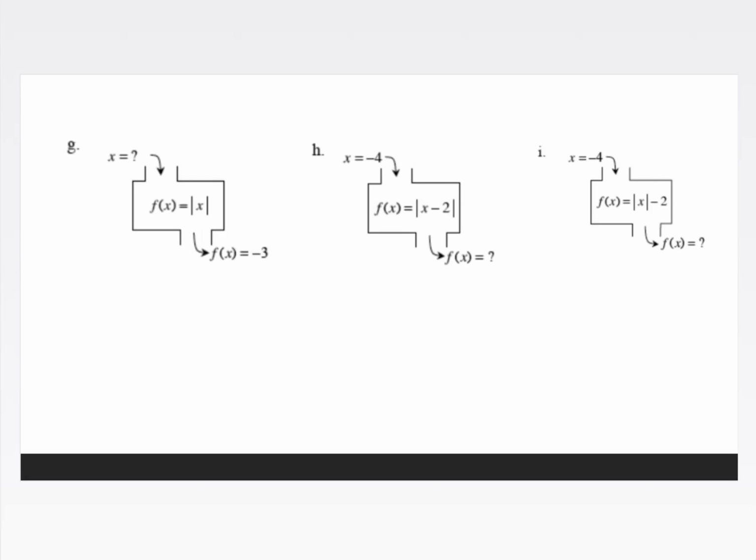Here we're also trying to find the possible input for x if we're plugging into the absolute value. So we want to see what number we can plug into the absolute value so that we get an output of negative 3. Now we can see there is actually no possible input, and that's because we cannot have an absolute value equal a negative number.